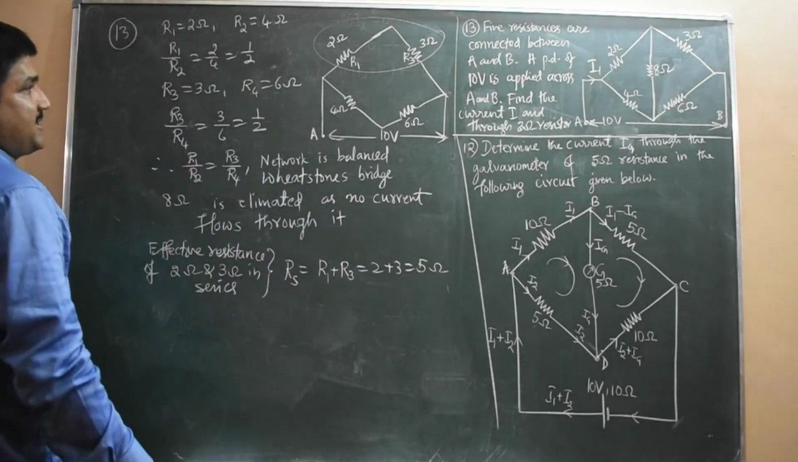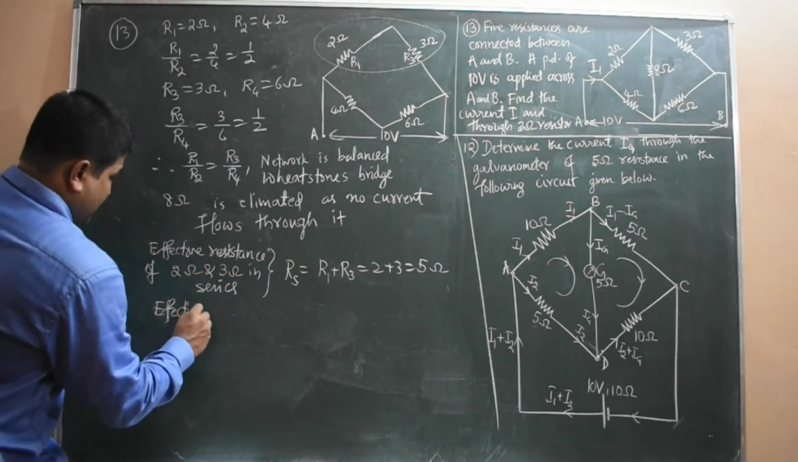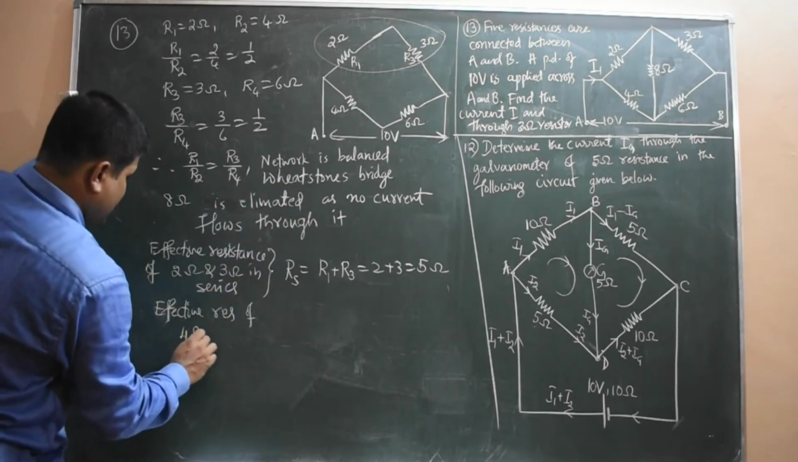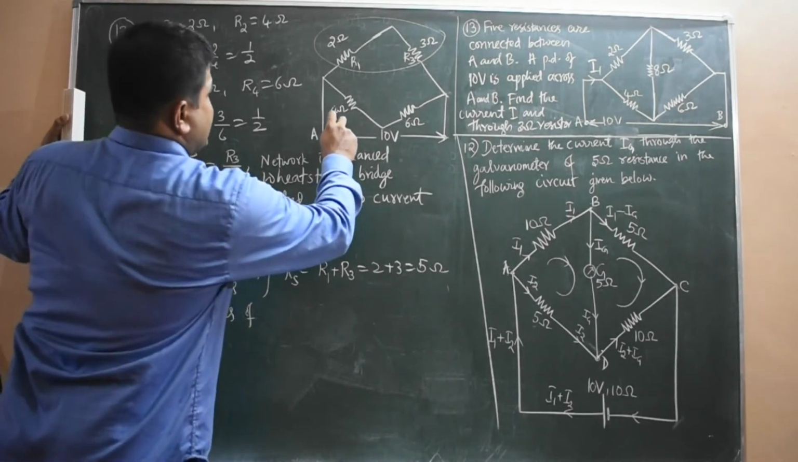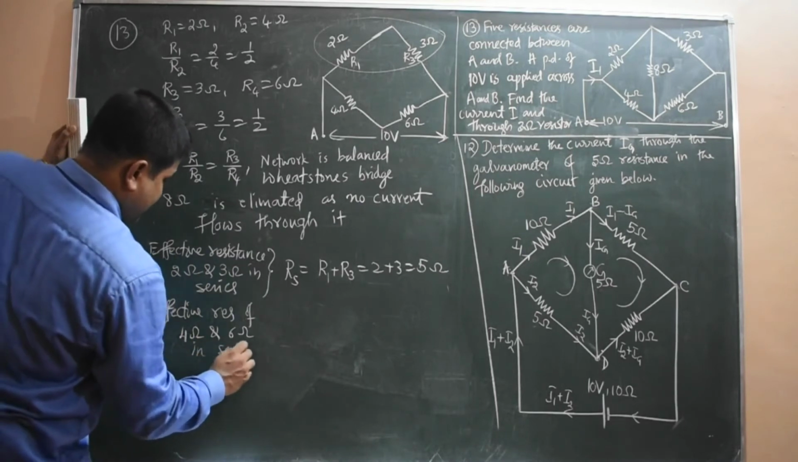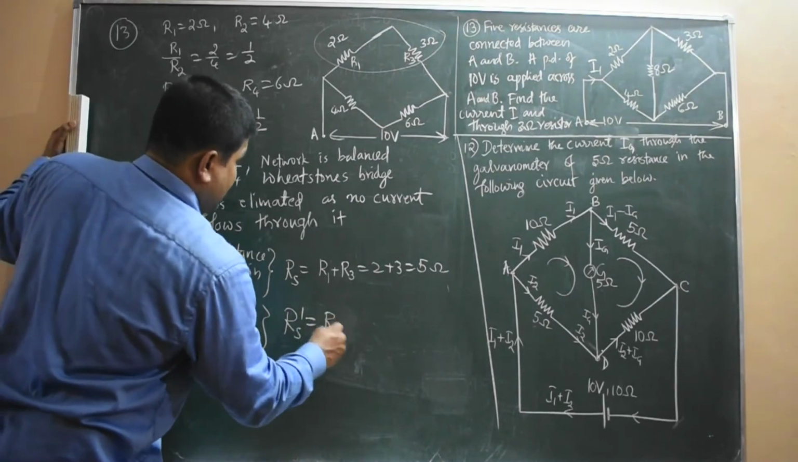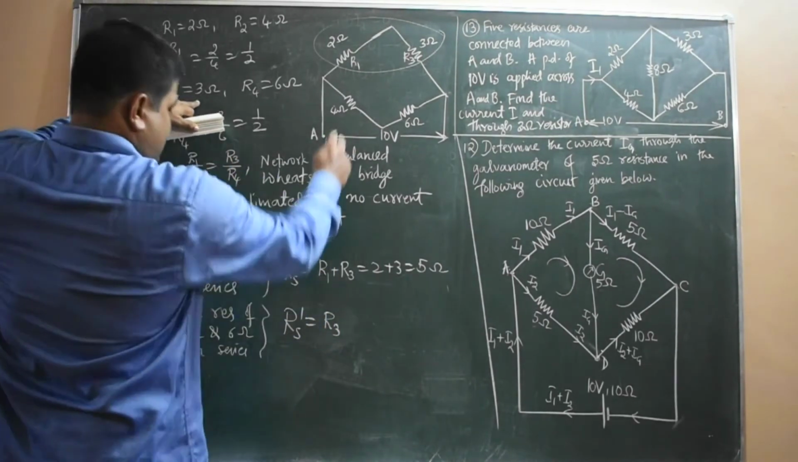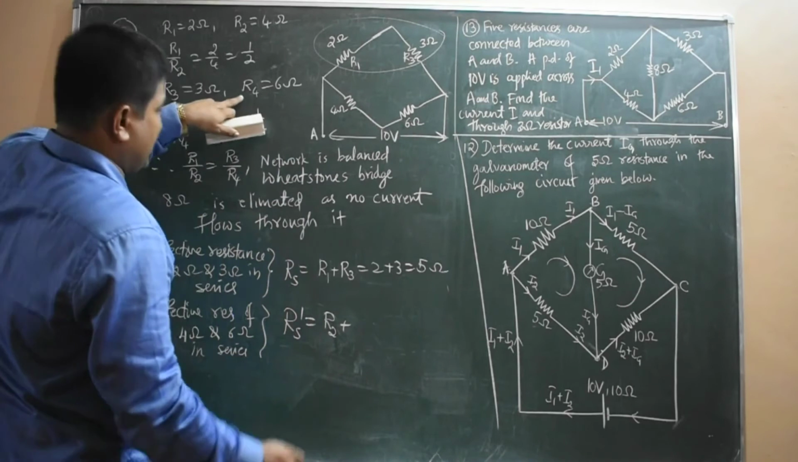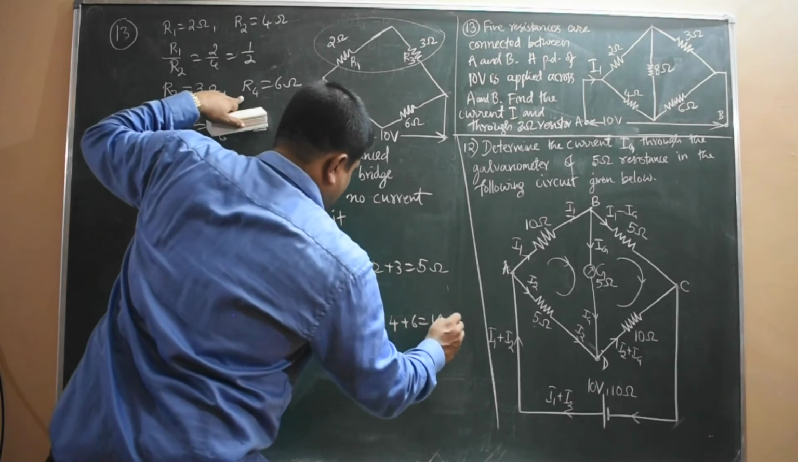Now another series combination, 4 and 6, is there. The effective resistance of 4 ohm and 6 ohm in series: 4 ohm is R2 and 6 ohm is R4. So RS dash is R2 plus R4. That formula is a must in solving. So that is 10 ohm.